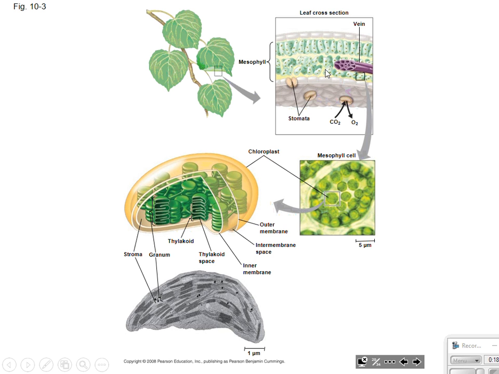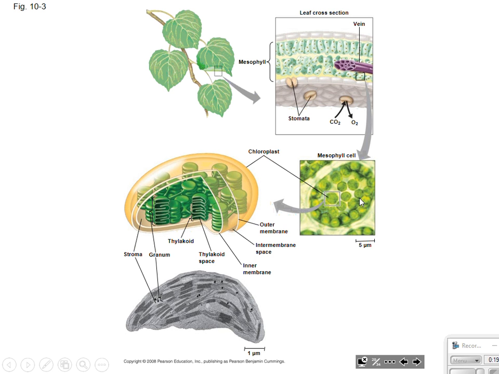Here is what we call the mesophyll layer. Each one of these things is a mesophyll cell right there. How many chloroplasts per cell? 30 to 40. So each one of these cells right here has 30 to 40 chloroplasts. So there's a lot of chloroplasts in one leaf.